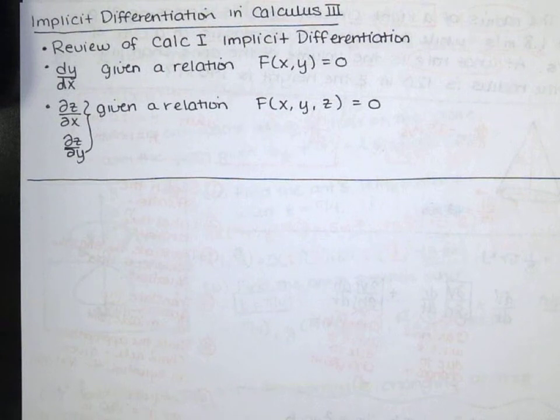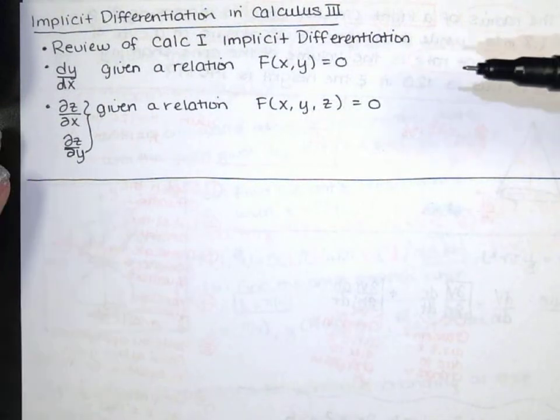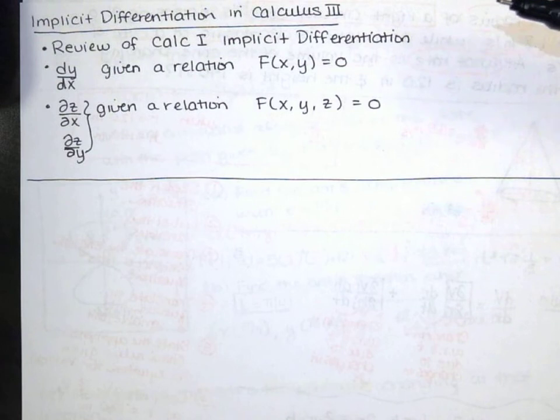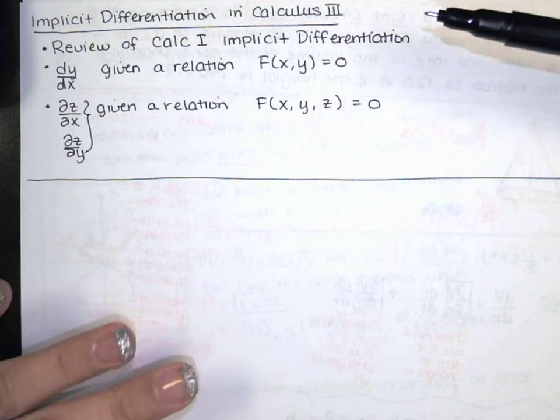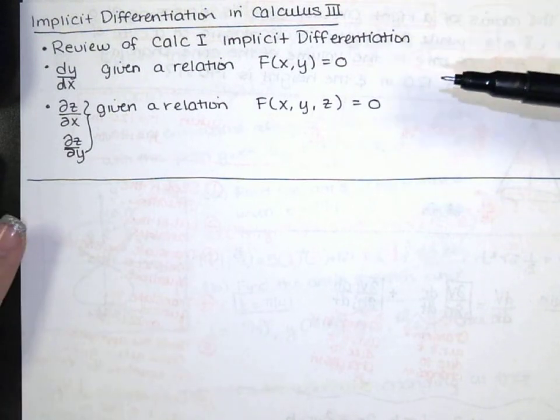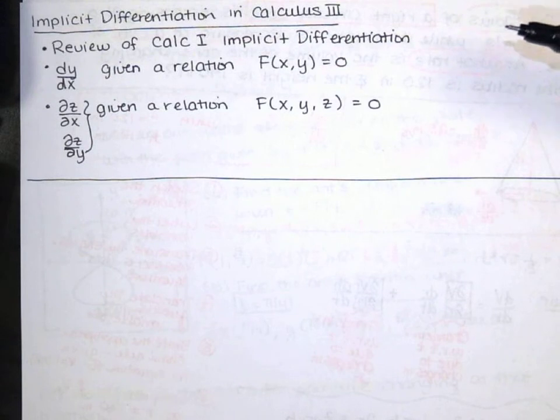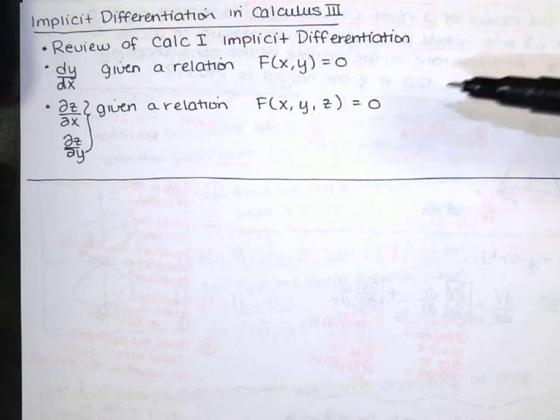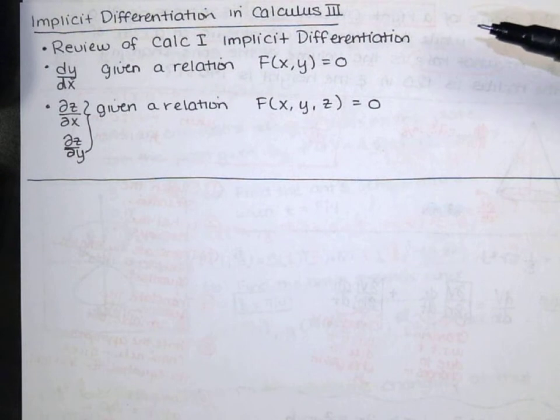Welcome back, guys. In this video we are discussing implicit differentiation. If you're nervous because implicit differentiation was challenging in Calculus 1, don't be. It actually turns out that since we know how to take partial derivatives now, and because we have the chain rule, implicit differentiation is much easier than it was in Calculus 1.